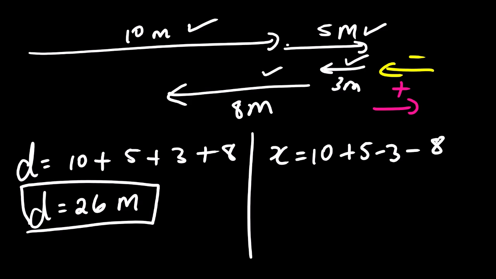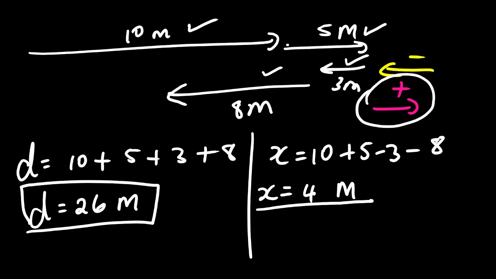So 10 plus 5 is 15. 15 minus 3 is 12. 12 minus 8, we have 4. So we have positive 4. Now since this answer is positive, this simply means that our displacement is to the right, because remember, we consider positive as the right direction.